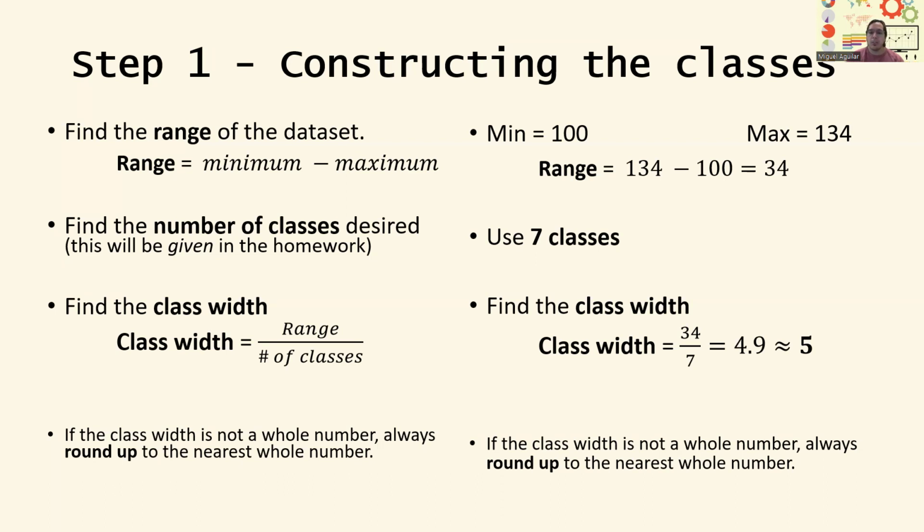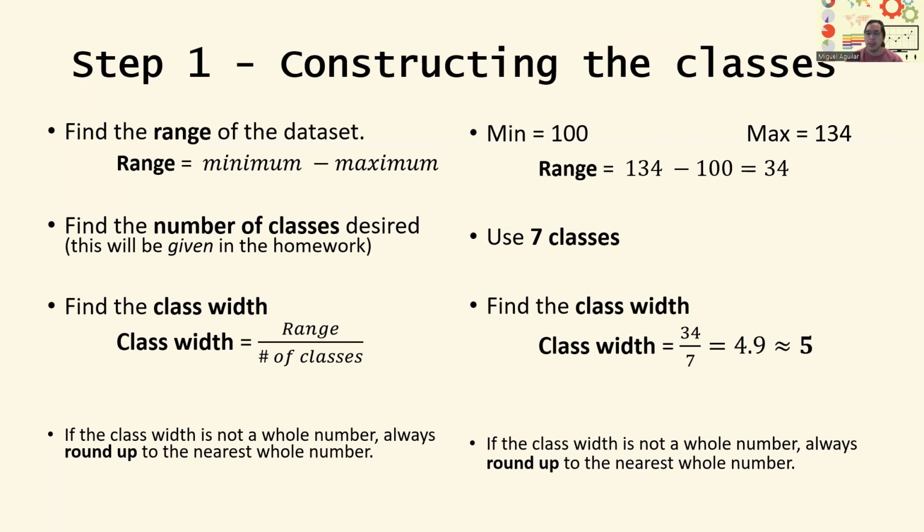Then I'm being told to use 7 classes. So to find the class width, we take that range, which is 34, divide it by 7, and we get 4.9. Again, since that's not a whole number, we're just going to automatically round that up to 5.